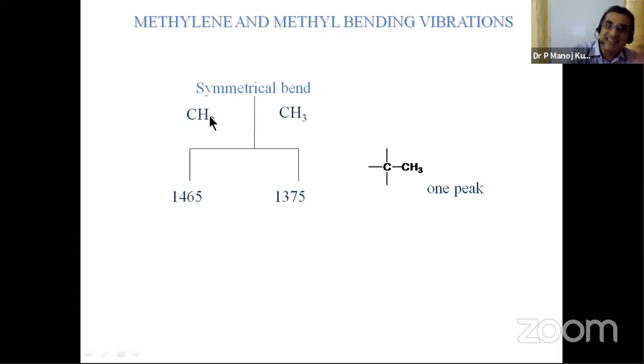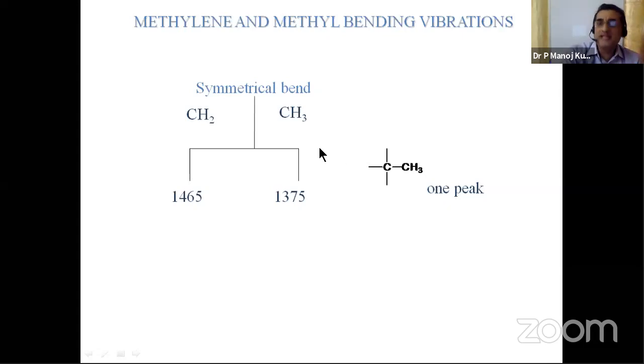If we have a methylene group, CH2, we already learned wagging, twisting, rocking and scissoring vibrations. Those are all bending vibrations. For a methylene group, the symmetrical bending vibration occurs at 1465. Please make a note of it. If there is only one methyl group attached to a carbon atom, you will get a single bending vibration at 1375. One peak you will get.